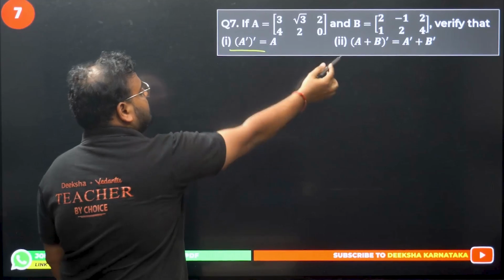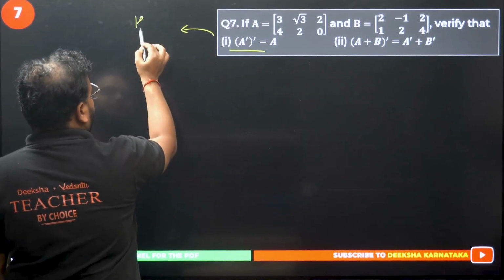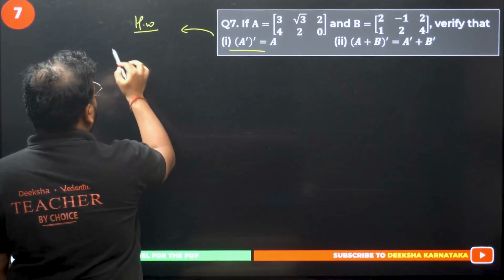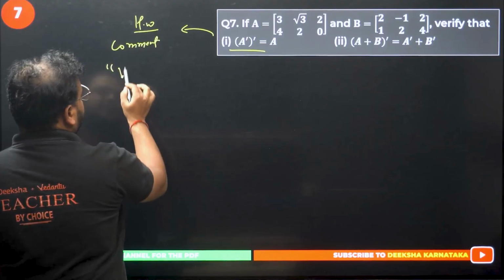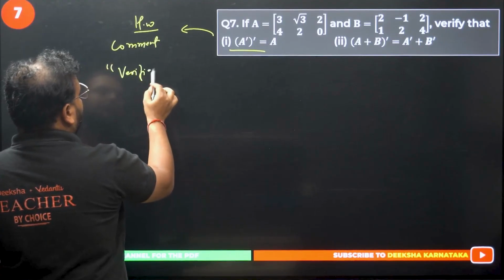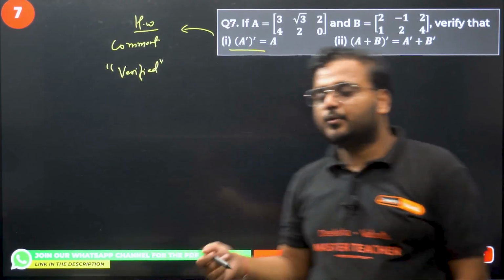This part you can do, this I will solve. Part 2 will be your homework. Comment as verified after solving this question, and let me know whether it is verified or not. I'll help you solve the second part.